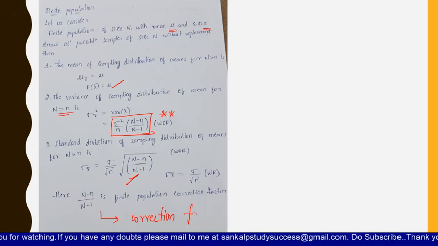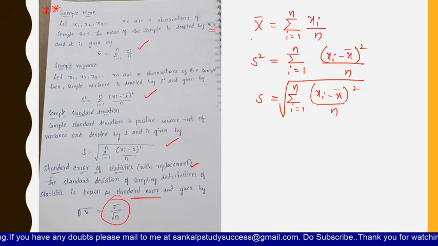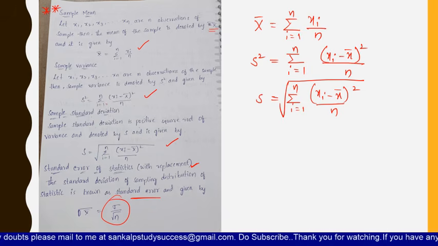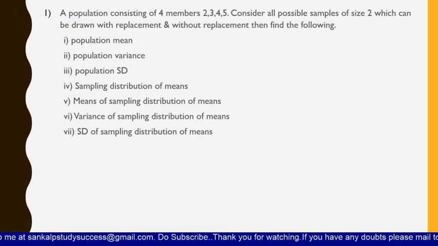We are also having problems on correction factor. So all these formulae of finite population and also of sample mean, sample variance, sample standard deviation are the most important formulas, because all these formulas are used in order to solve the problems. All these are very much used, so we have to remember them. Now let us solve the first question.